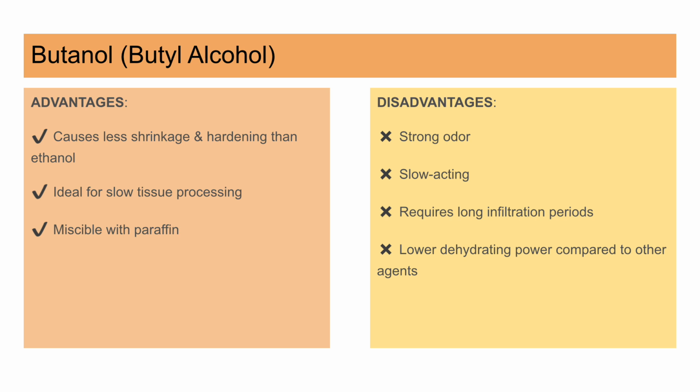Butanol is a good option when we want to minimize shrinkage and hardening. It's great for slow processing and can mix with paraffin. However, it has a strong odor, works slowly, and requires long infiltration times.